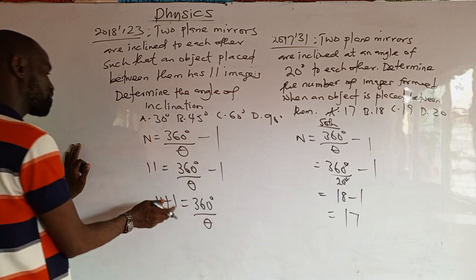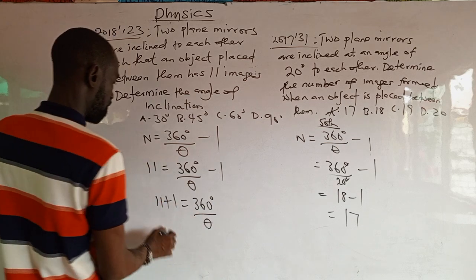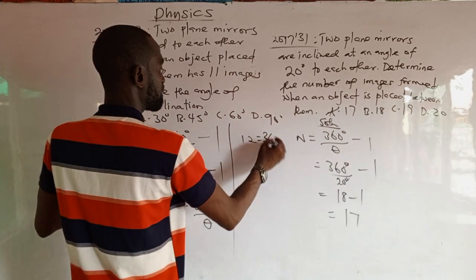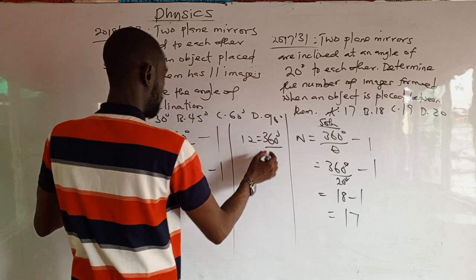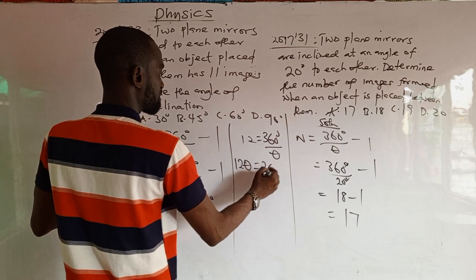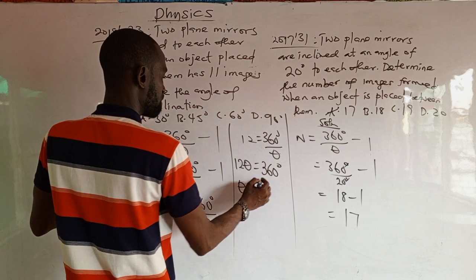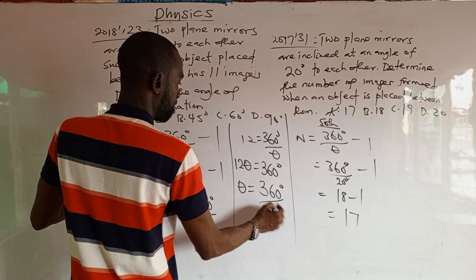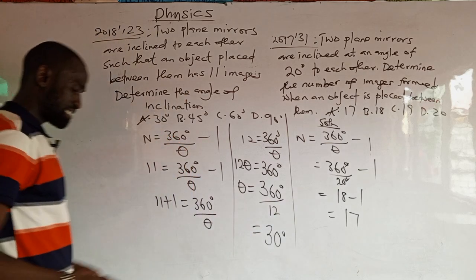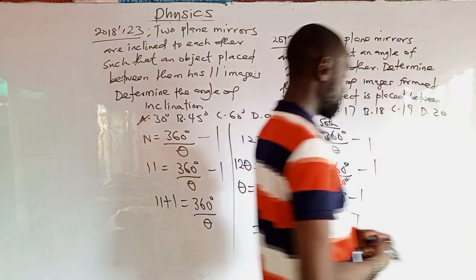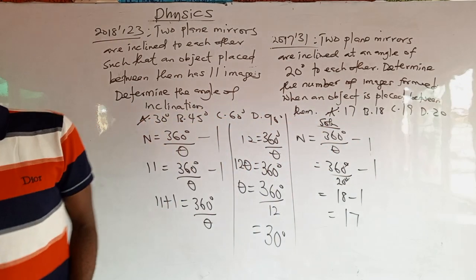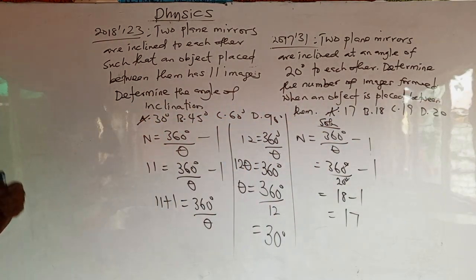So what do we have here? We have 12. So I'm having 12 equals 360 degrees all over theta. I cannot cross multiply. I have 12 theta equals 360 degrees. Theta will go to the other side, divide both sides by 12. So that will go to 30. So the number of inclination is 30 degrees. Okay? So that is under the number of images formed by inclined mirrors.